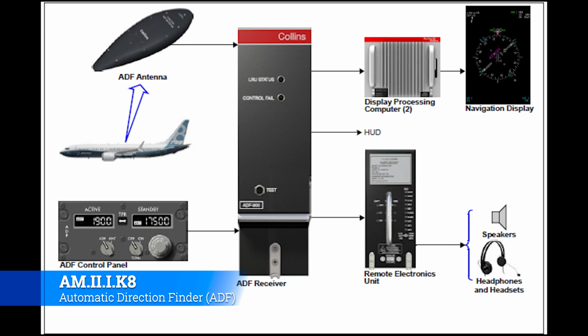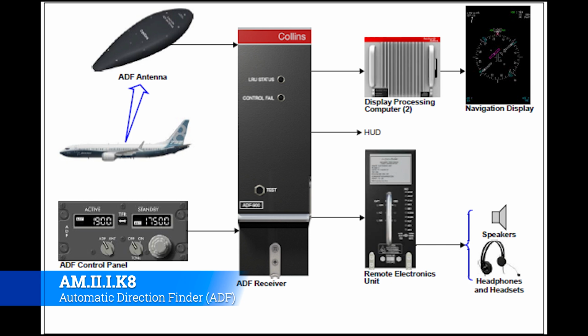You have the control panel. Up in the cockpit, you'll have an ADF control panel that you can dial it in on. There's other ways to do it as well. You notice that the ADF receiver on the graphic there ties into DPC2, and then that'll actually pull up on your nav page if it's selected on the display, and you can tune the ADF that way as well.